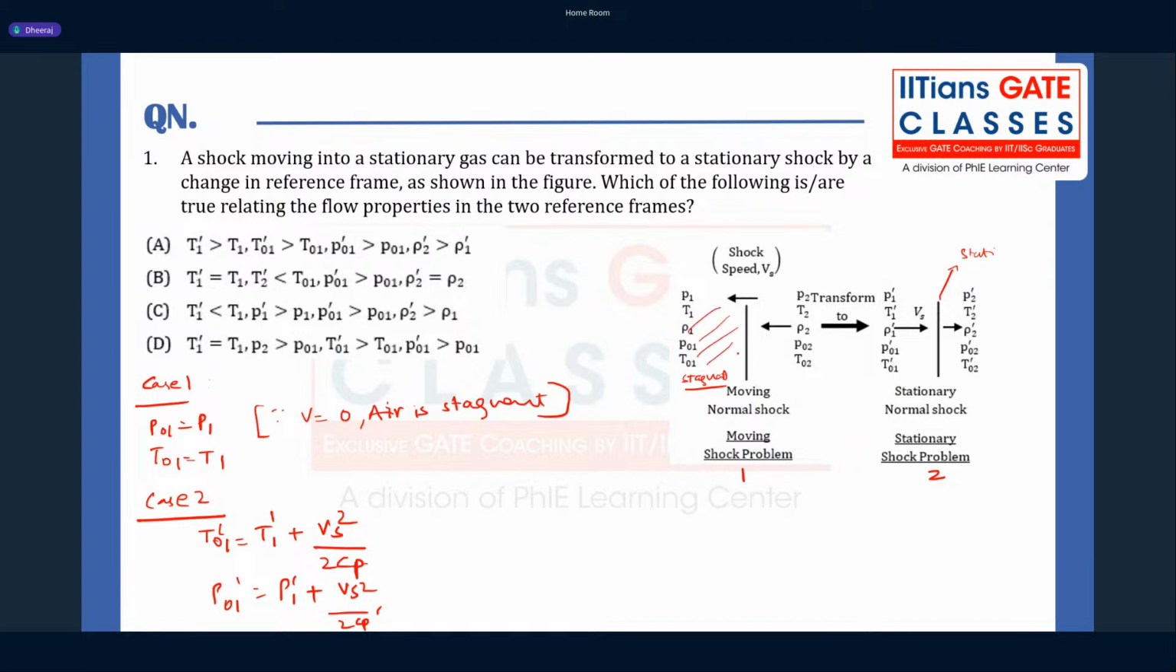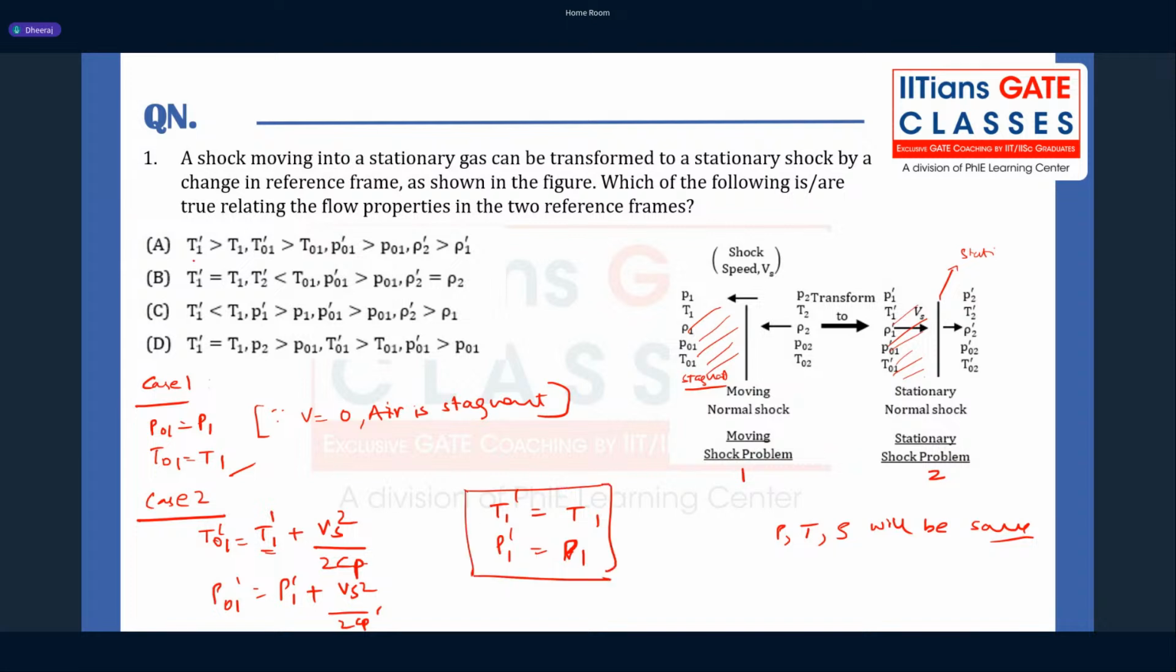So this fluid and this fluid are the same. So my pressure, my temperature, my densities will be the same, right? So here my T1 dash is nothing but my T1 here, and P1 dash is nothing but my P1 here. Only there will be a change in the total properties, because here my air is stagnant and here my air is not stagnant, right? So static properties will remain the same.